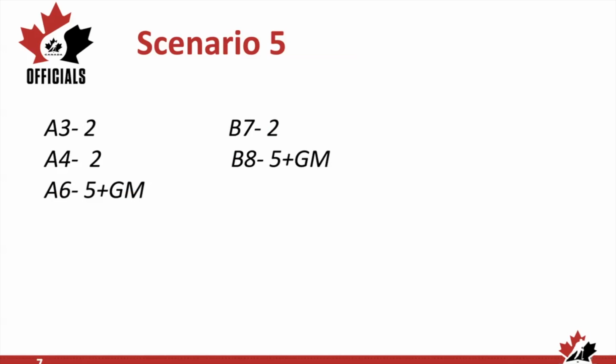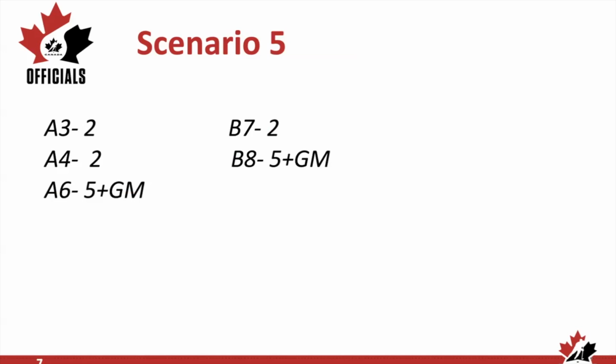In scenario 5, A3 has a minor penalty, A4 has a minor penalty, and A6 has a 5 and a GM. B7 has a minor penalty, and B8 has a 5 and a GM. So on the B side, we have a 2 and a 5 we can get rid of. On the A team, we have 2 2s and a 5. So that means we can get rid of the 5 in the games. Okay, we can do that. And we also have to get rid of one of those 2s on the A side.